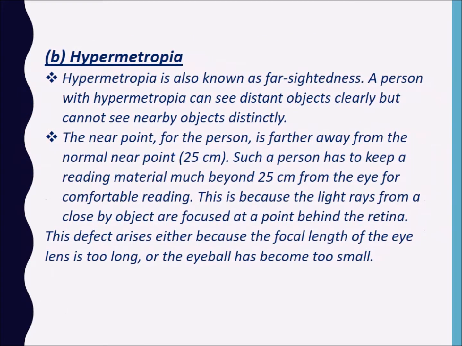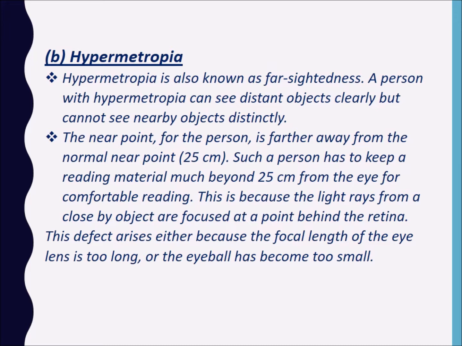2. Hypermetropia. Hypermetropia is also known as farsightedness. A person with hypermetropia can see distant objects clearly but cannot see nearby objects distinctly. The near point for the person is farther away than the normal near point, 25 centimeters. Such a person has to keep reading material much beyond 25 centimeters from the eye for comfortable reading.